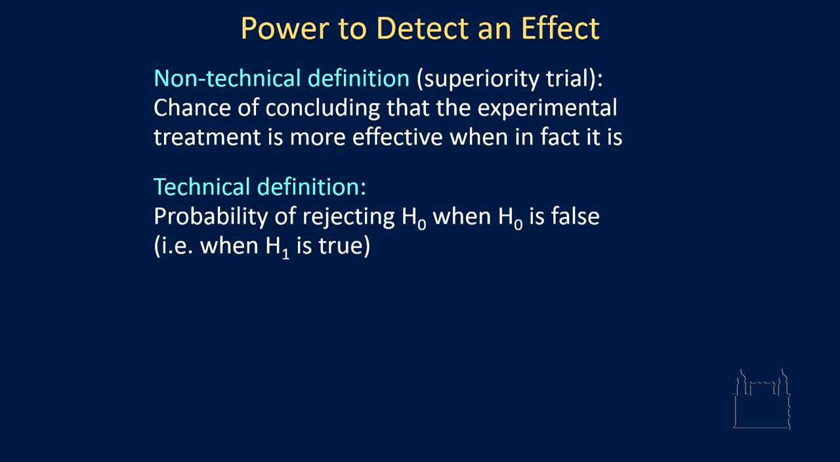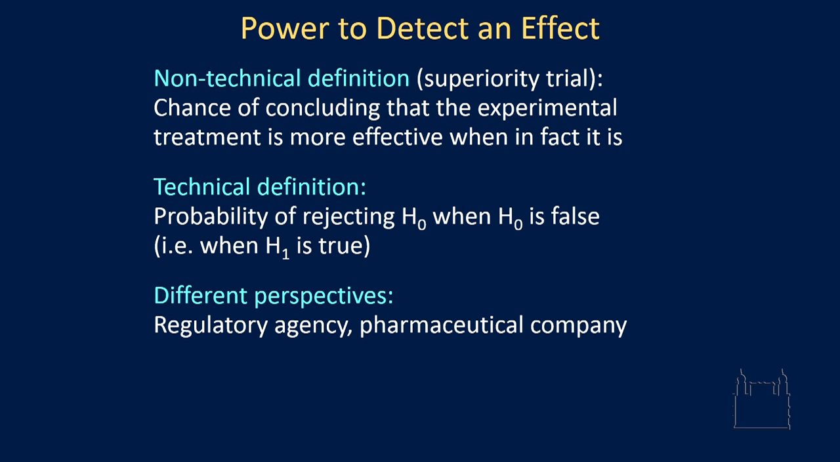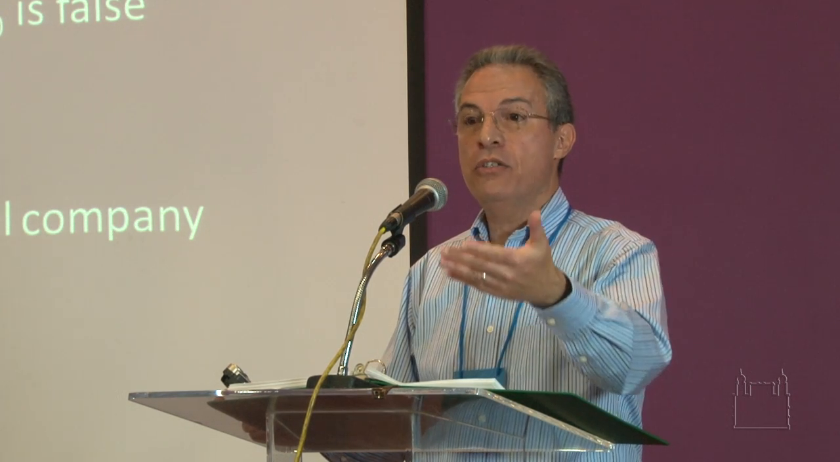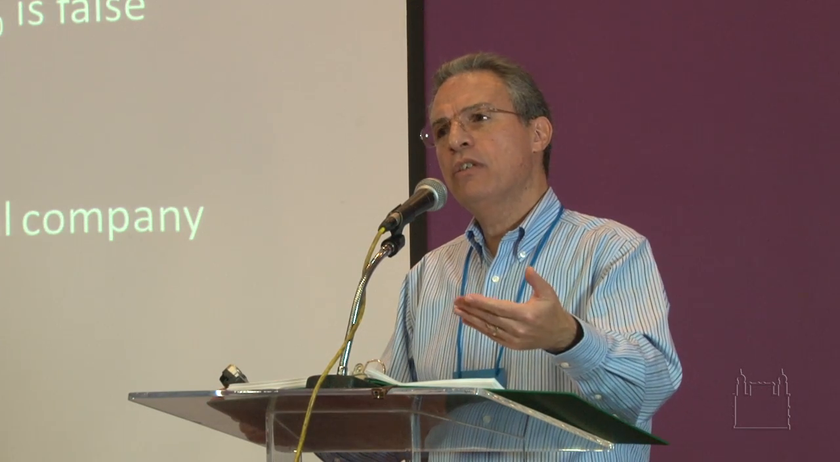The technical definition is the probability of rejecting H0. Remember, H0 is the null, that there is no difference. You're rejecting it, finding that there is a difference, when H0 is false, when there is actually a true difference. And it's the same kind of perspective. The FDA, the regulatory agency, says, if a pharmaceutical company has an effective drug and they found out that it's not effective, I'm not going to worry about it. And again, I'm exaggerating because the FDA wants to approve medications that do work. It's public health.